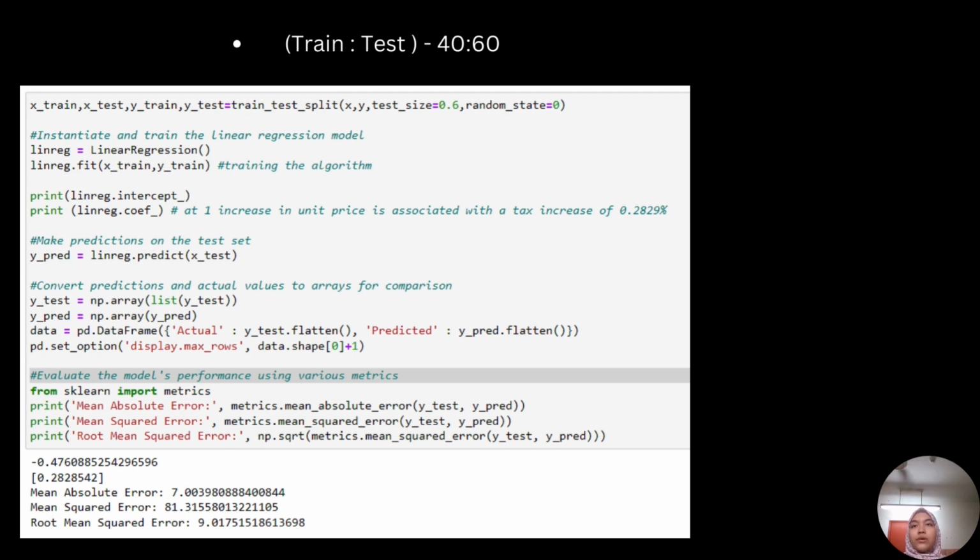And then we start to make prediction on the test set, and then we evaluate the model's performance and get the value for the mean absolute error, which is 7.0039. And then the value for the mean squared error is 81.3156. And then the value for the root mean squared error is 9.10175.